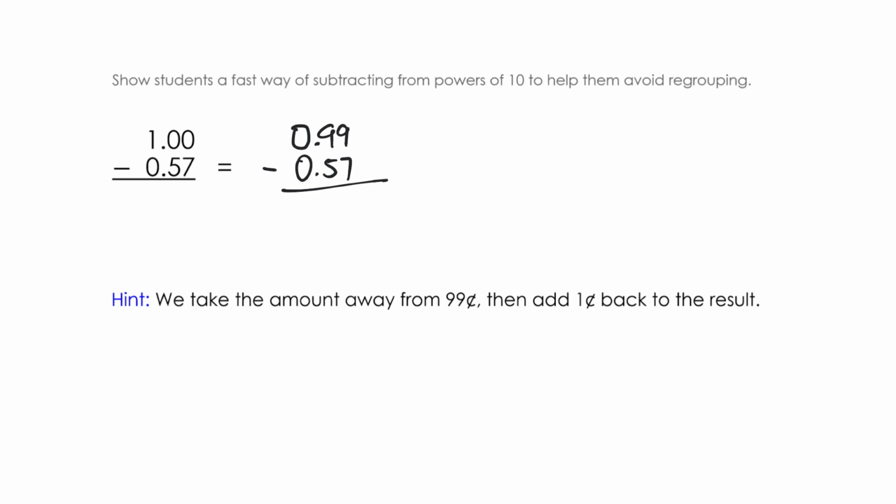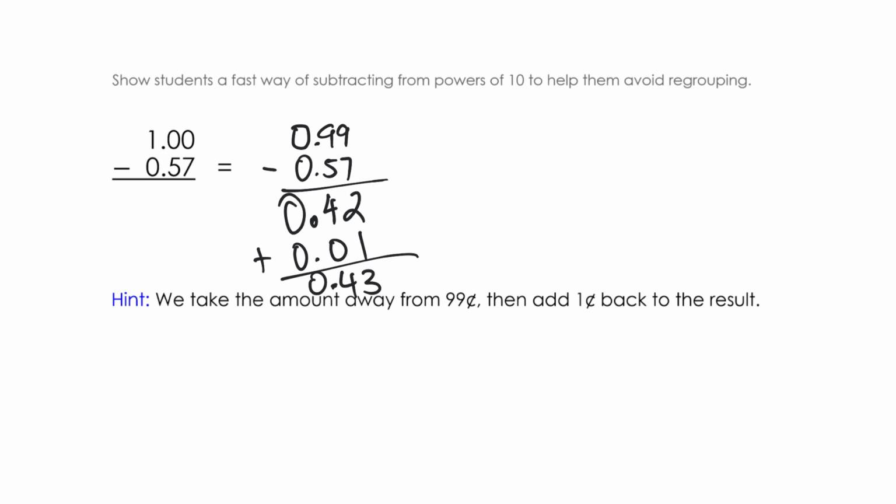Because if you have a 9 at the top, you never have to borrow. You cannot borrow. It's impossible. So if you turn this into 99 minus 57, you have 9 minus 7 is 2. 9 minus 5 is 4. And since you took 1 away at the end, you have to add it back. You just have to add the 1 penny back, and you get 43.